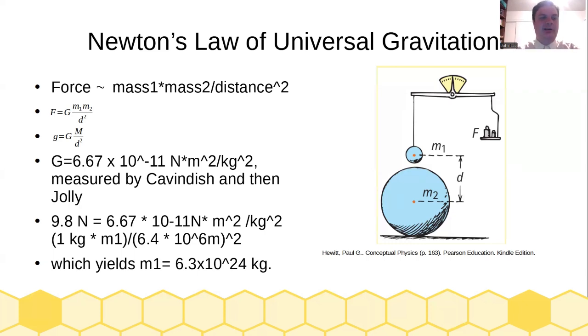which is really not a lot compared to the electromagnetic and strong and weak nuclear forces, which we will talk about later in the course. Also using this, we can go back to our formula that little g, 9.8 meters per second squared, is equal to big G times the mass of the Earth divided by the radius of the Earth squared. And plugging that in, we yield a mass of 6.3 times 10 to the 24th kilograms for the mass of the Earth.